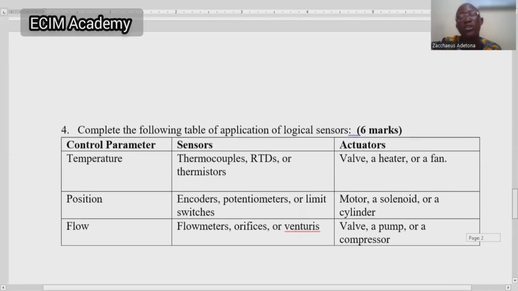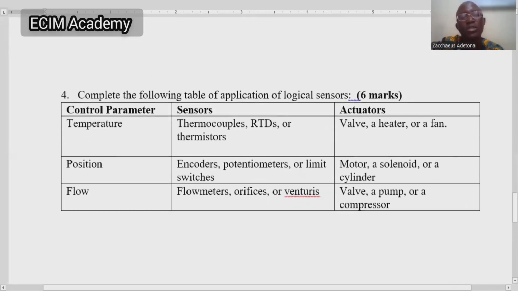And so if you can list all these, you get 6 points in the entire table. 6 points, one for each that you listed. That is it. Everything comes down to 20 marks.